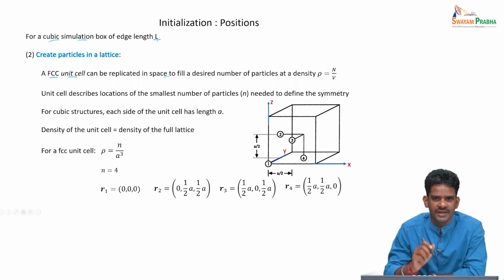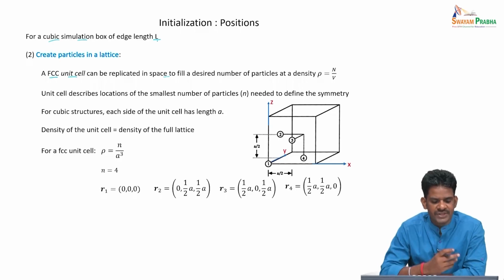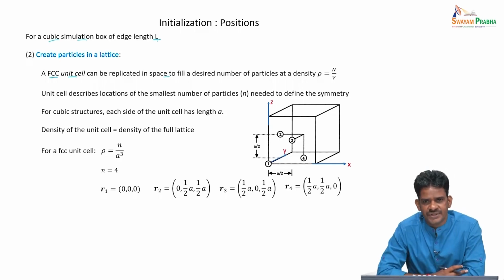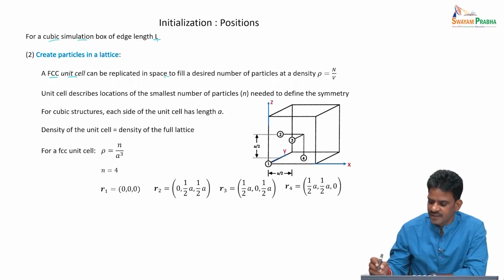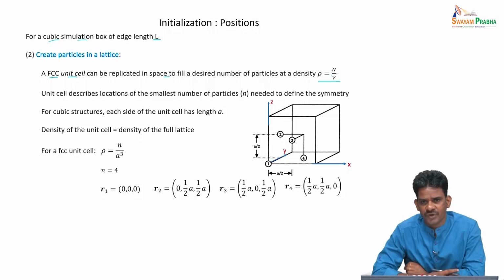So, now to put the particles, instead of randomly assigning them, we are going to assign them using a unit cell, and the unit cell can be conveniently taken as an FCC unit cell. This FCC unit cell will have a density of N by V, which is the density that we want to have in the simulation box as well.